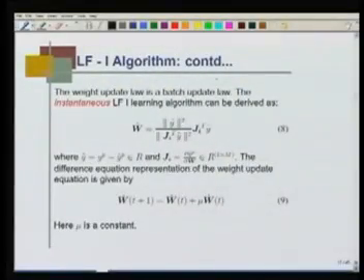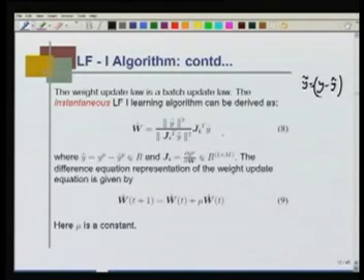The instantaneous LF1 learning algorithm can be derived as follows. For instantaneous update we do not take the vector y tilde, we simply take a scalar. Y tilde is simply y minus y p. This is no more a vector, this is an instantaneous quantity. So, w dot is this quantity.